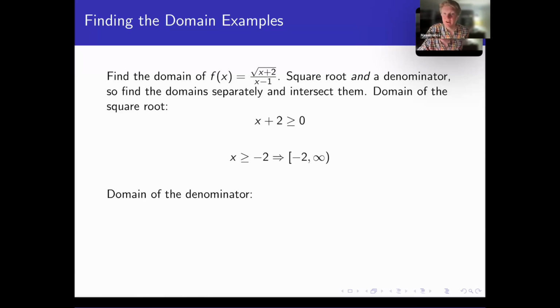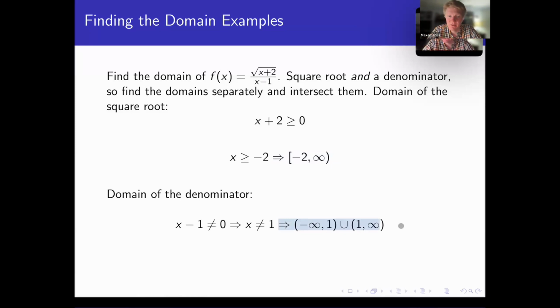But for the denominator, we want to make sure that the denominator does not equal 0. So x cannot equal 1. And that would be everything to the left of 1 with everything to the right of 1. And now what we're going to do is just intersect them. What does this interval and this interval have in common? Everything from -2 to 1 with 1 to infinity. So it has to be within these ranges.